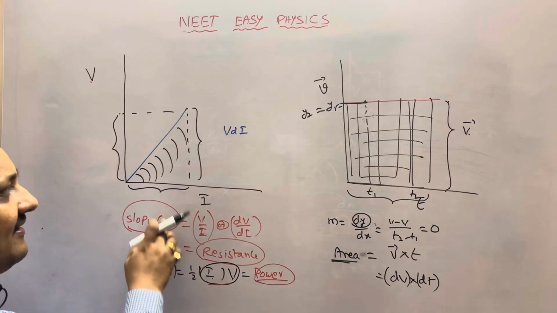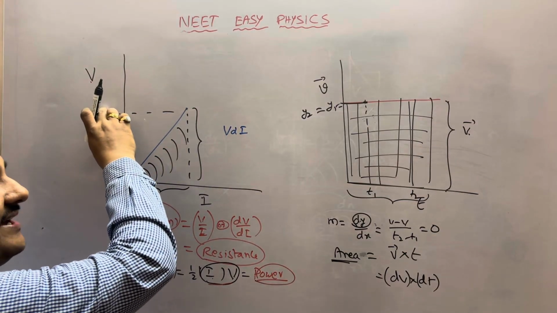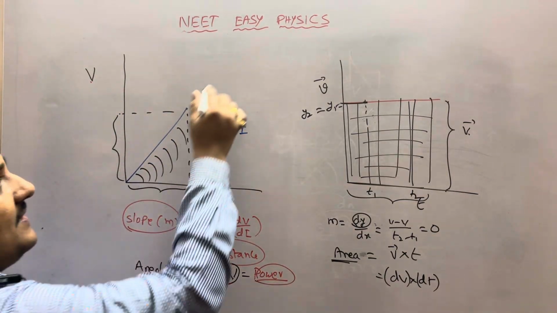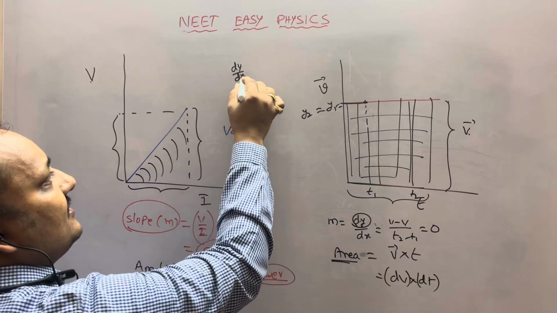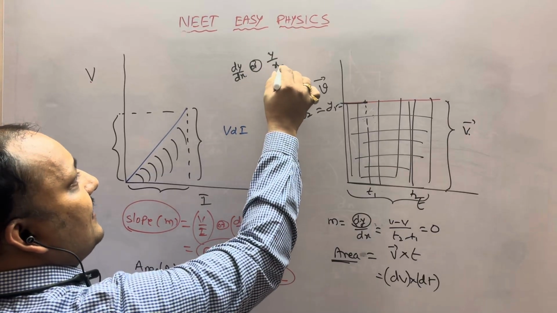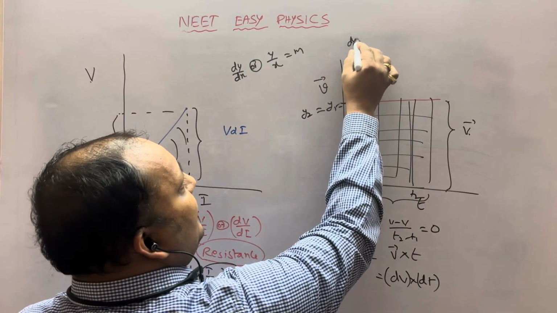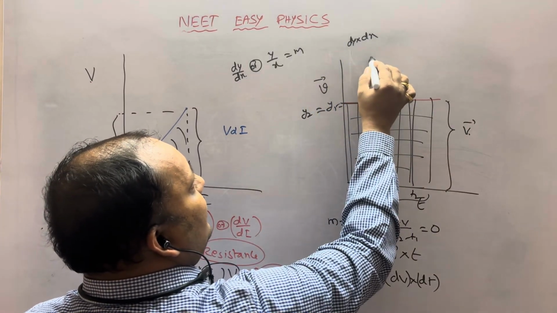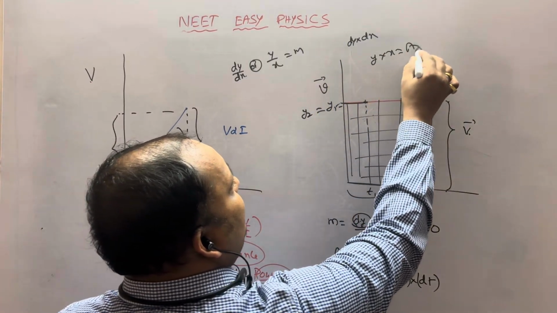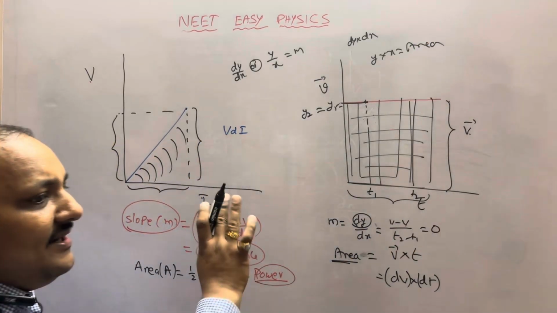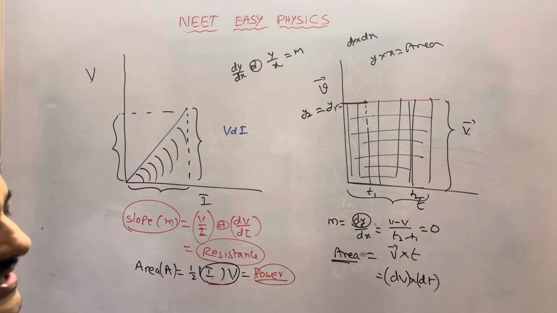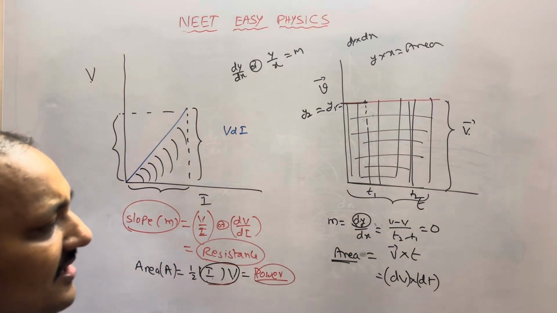So slope will always give the division of y-axis and x-axis. That's all. So dy by dx or y by x gives slope. dy into dx, otherwise y into x gives area. So blindly we can follow these two things whenever we are solving the problems.